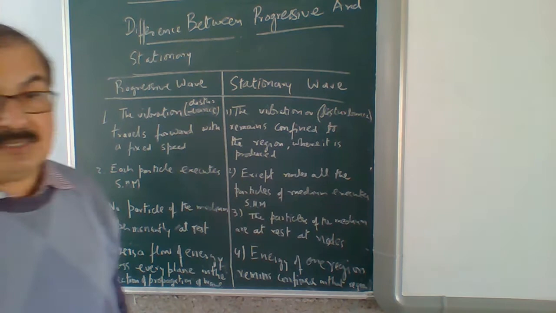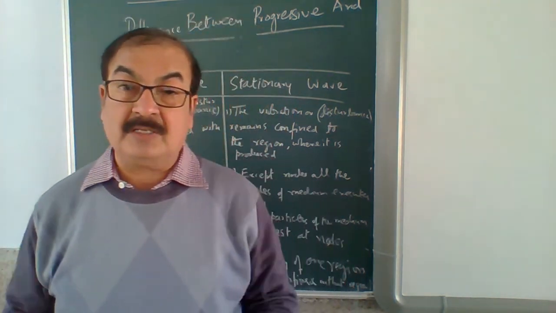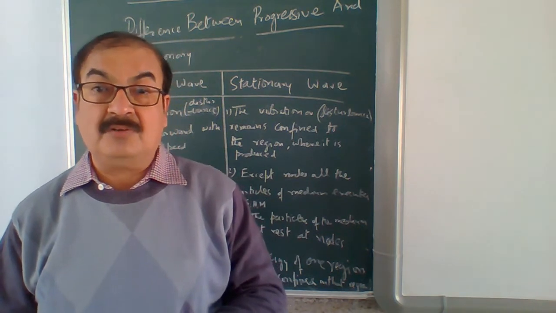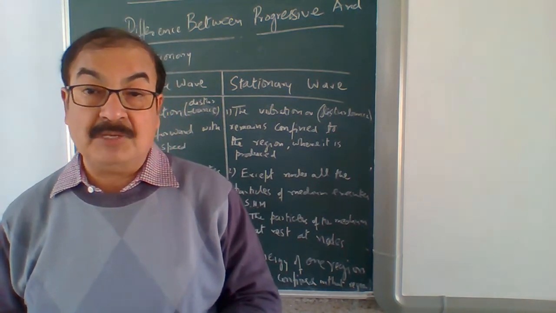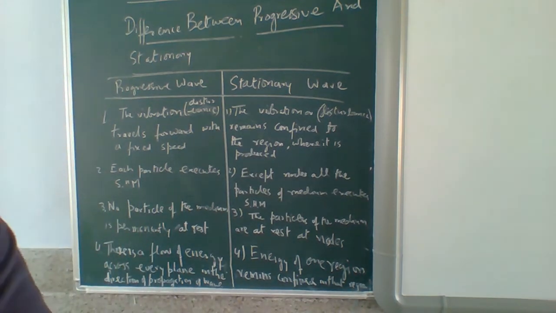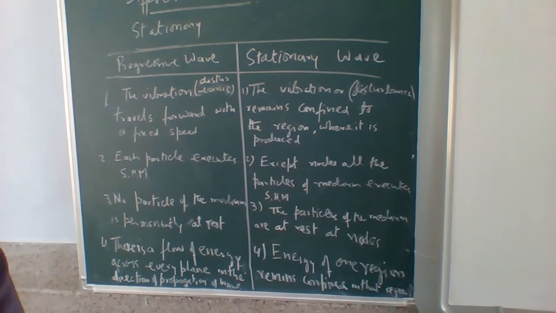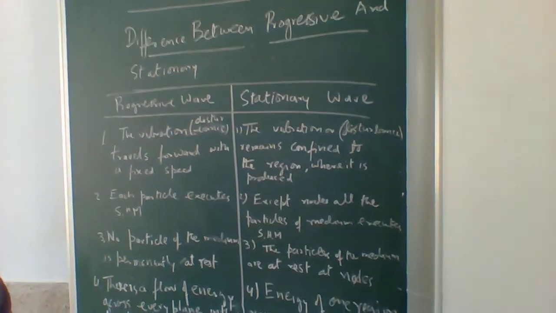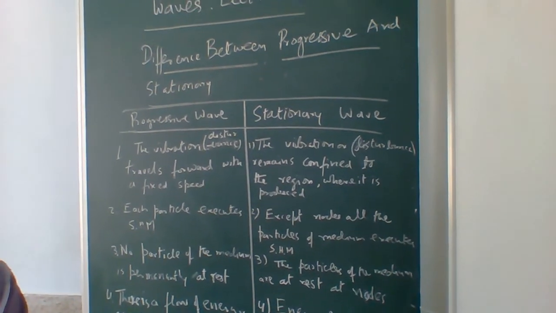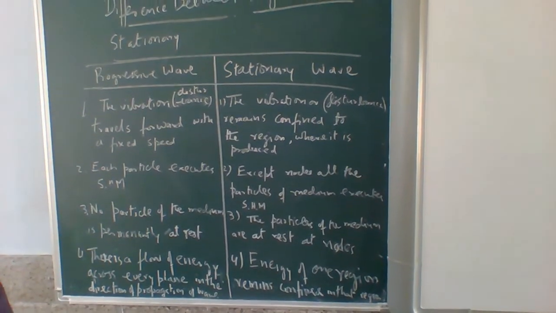एक ही region में energy is confined. It is not a continuously propagating system. Okay, this is a very common thing, and these are the basic things about the difference between the stationary and progressive wave. You can just see the closer look of this. You can get the broader size difference between stationary and progressive wave, and all the 4 points are very essential.